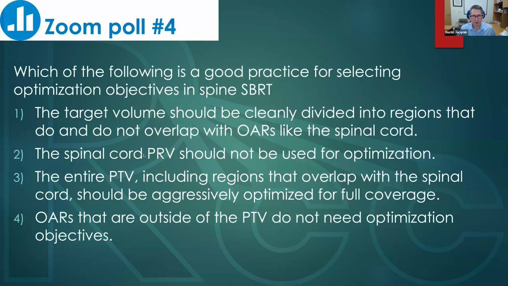So the normalization is kind of less rigorous in spine SBRT. And very often you're looking more at where the isodose lines are going relative to the target volume. Away from organs at risk, you want the isodose lines to be conformal to the target volume.